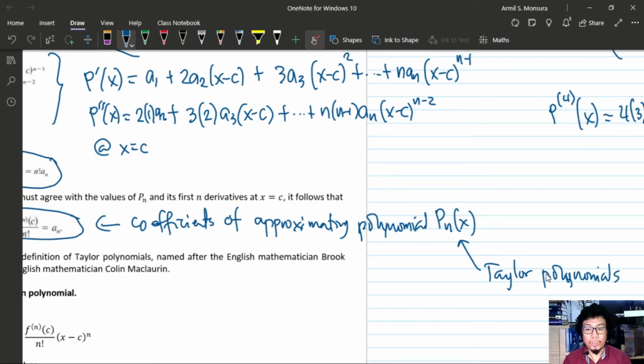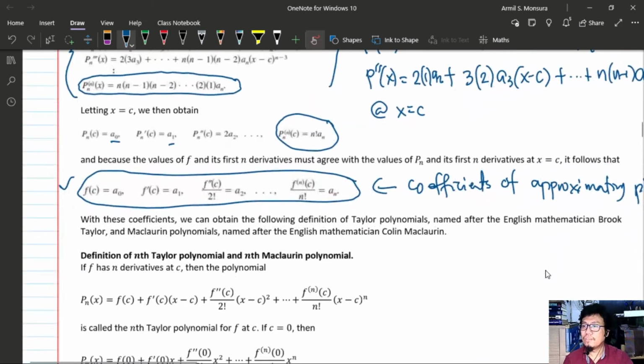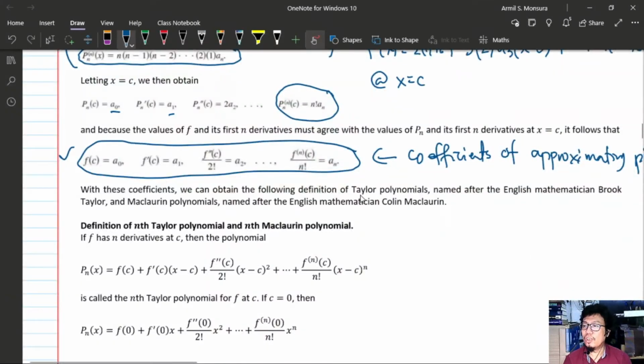By the way, if you're wondering, the theory behind the Taylor polynomials and Taylor series that was presented in your activity 4 in the laboratory is this. We call them Taylor polynomials and Maclaurin polynomials.